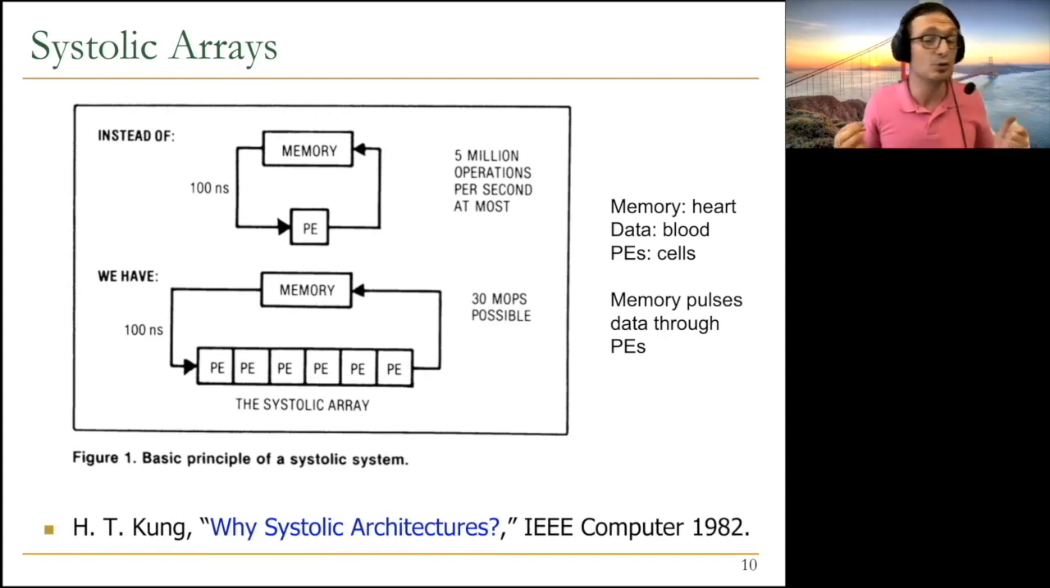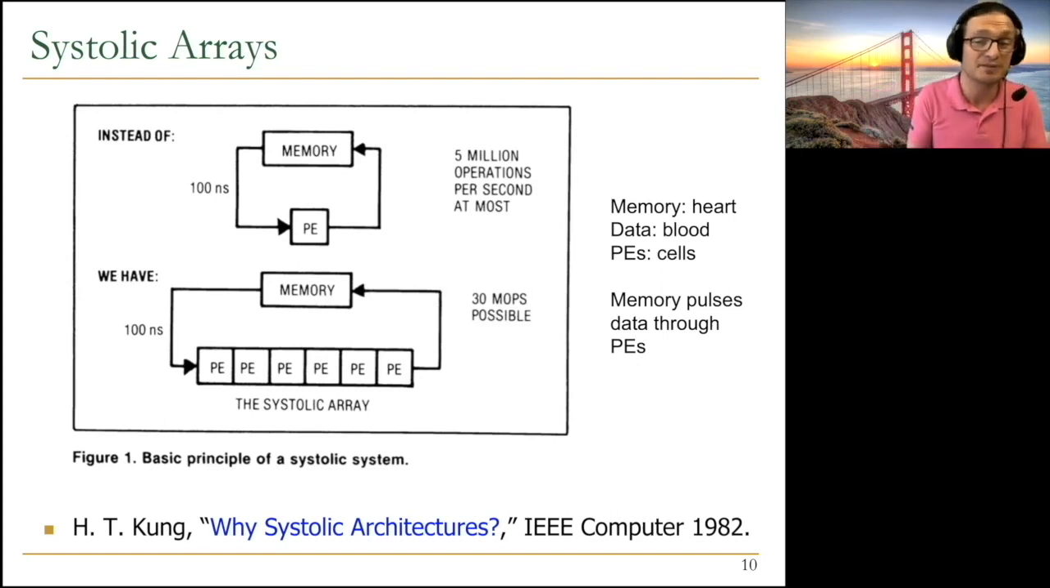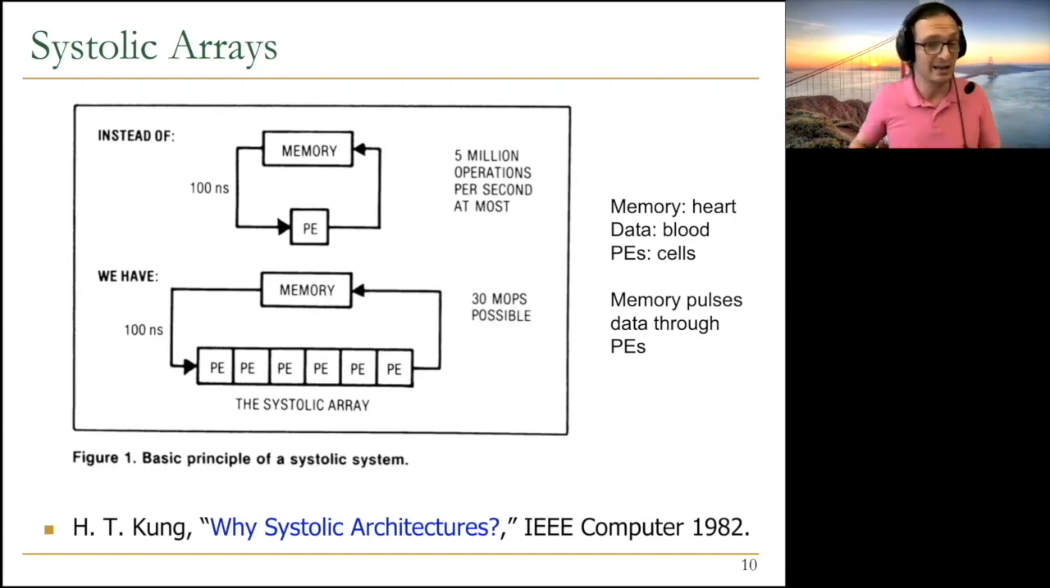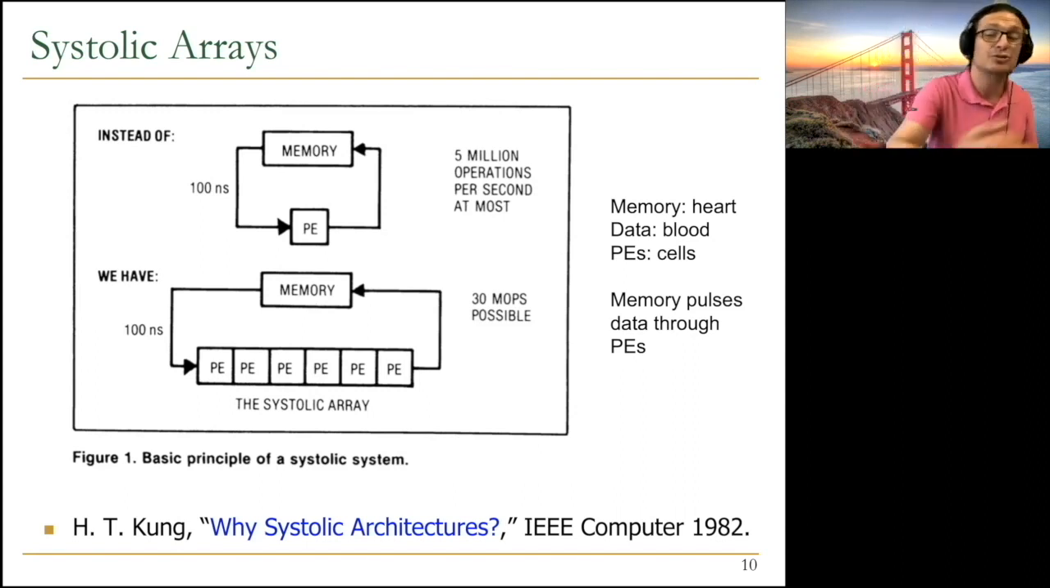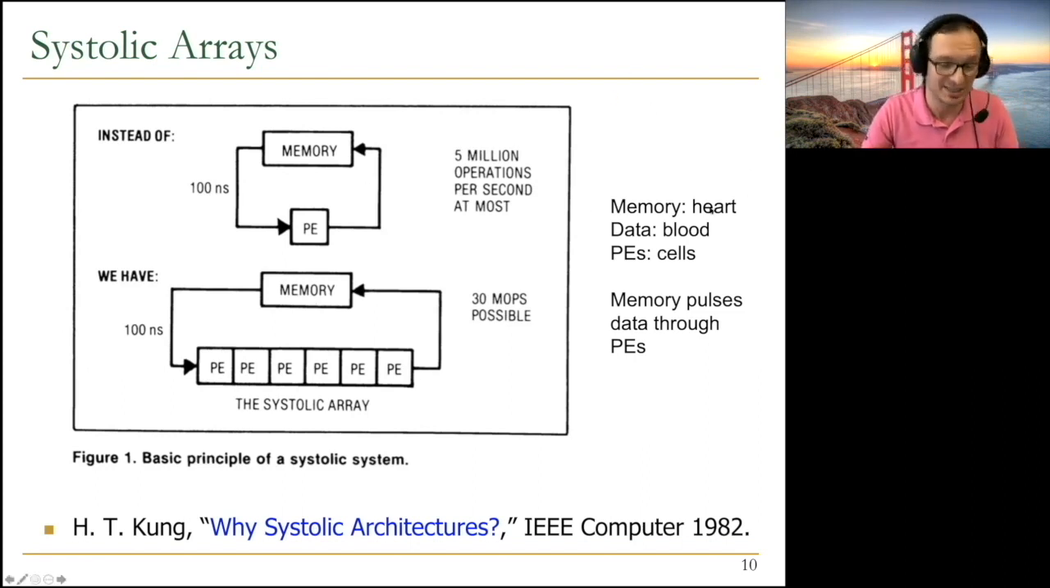Cells are not individually connected to memory one by one, and we don't have a single cell. Otherwise, that would not be scalable. So the scalability really comes from pulsing of the data through the veins into the cells, such that the cells transform the data, and eventually the data flows back to memory or the heart, and then it gets recirculated again, right?